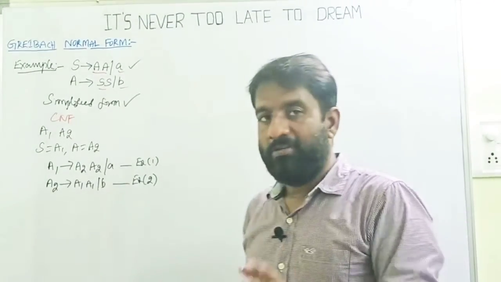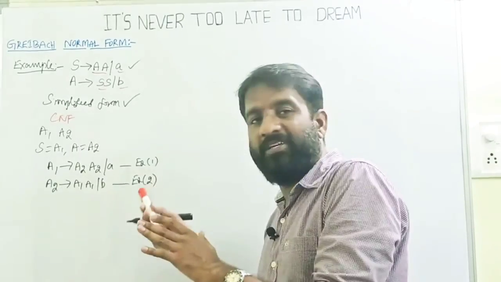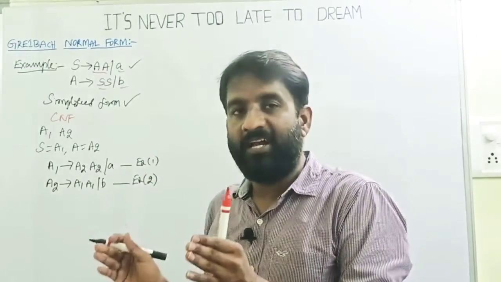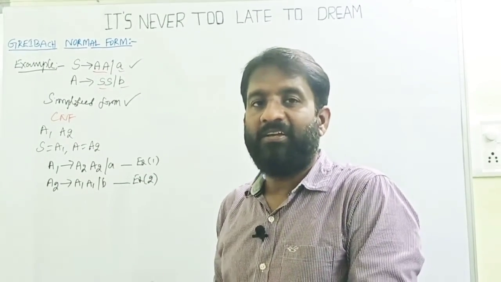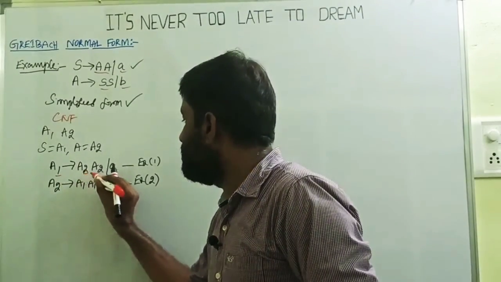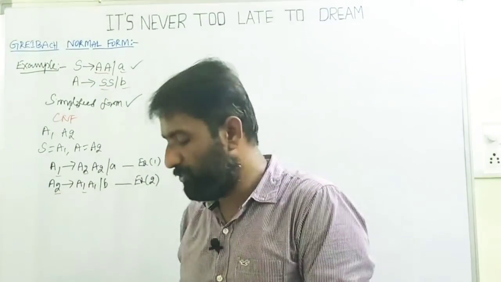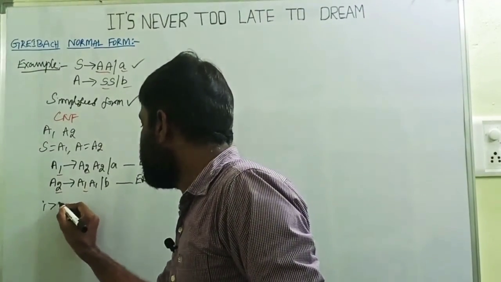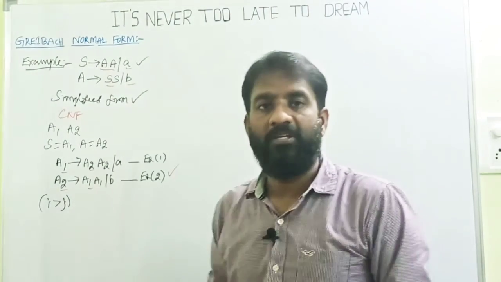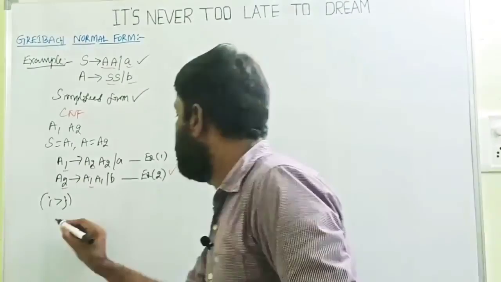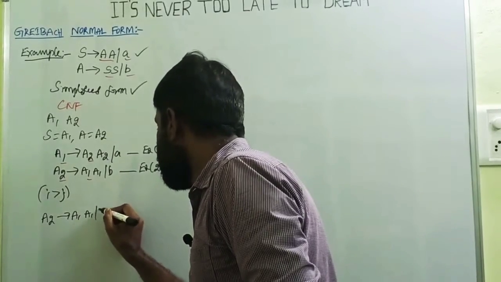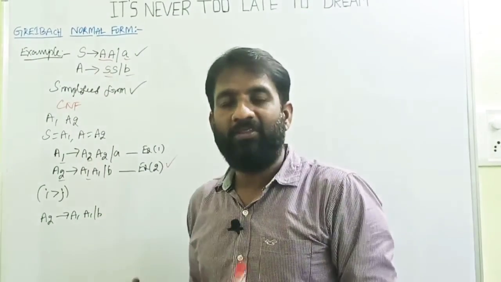Then choosing the production from these two equations is important. As per the procedure, always choose the production where the left hand side variable subscript is greater than the right hand side starting variable subscript. So this is i, this is j. We expect i greater than j. Which one satisfies this condition is the second equation. So take the second equation: A2 tends to A1 A1 slash b. Then apply either lemma 1 or lemma 2.